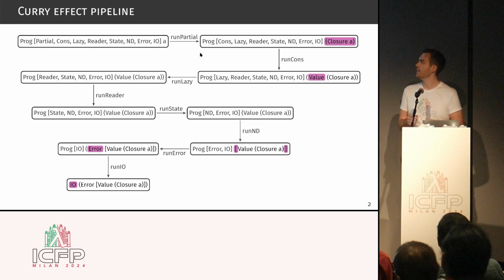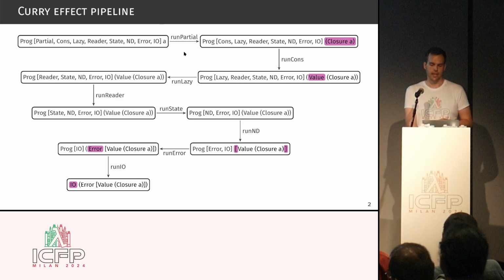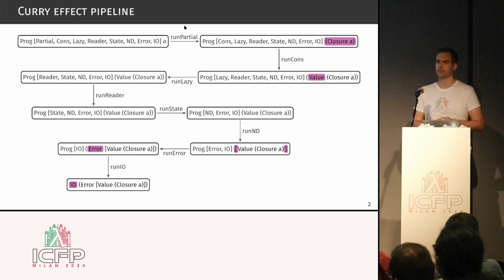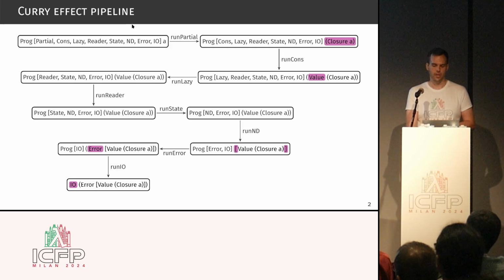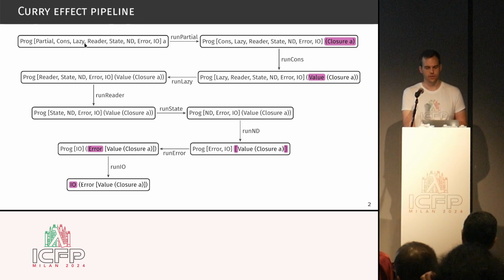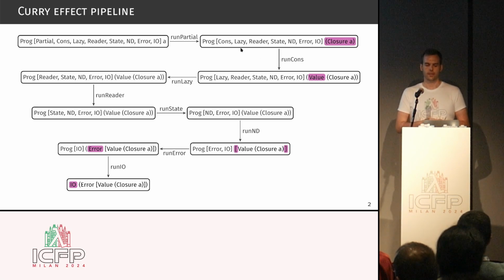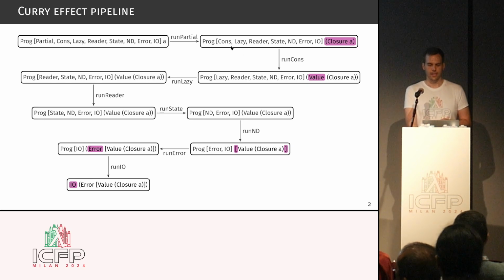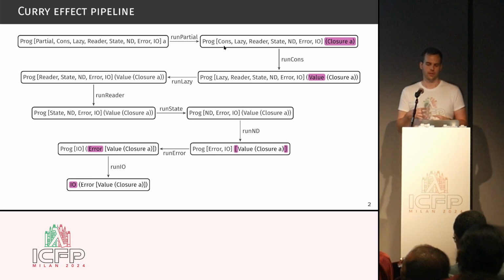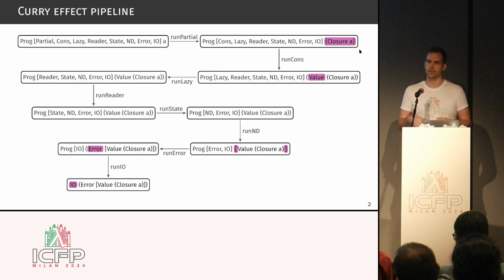As you can see, those boxes are connected by arrows which represent handlers. Each handler is going to remove one part of the signature. So the runPartial handler is going to remove Partial. And then we end up with an intermediate program that has one less effect in its signature, and we augment the result type in some way.